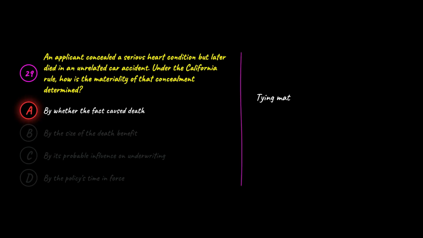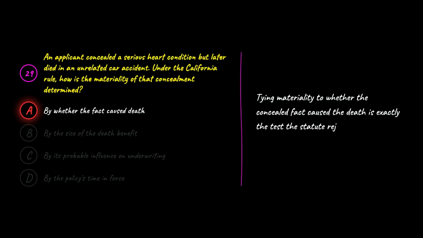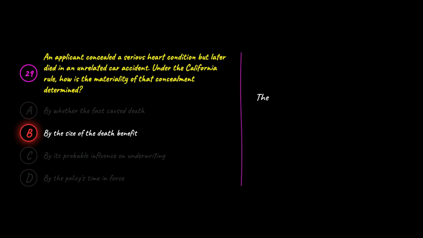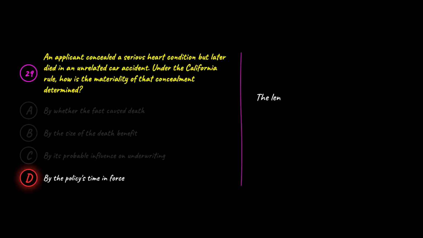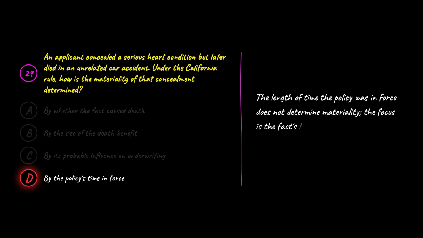A is wrong because tying materiality to whether the concealed fact caused the death is exactly the test the statute rejects. Materiality is judged not by the event. B is wrong because the size of the death benefit does not measure materiality, which turns on whether the fact would have influenced the insurer's evaluation of the risk. D is wrong because the length of time the policy was enforced does not determine materiality. The focus is the fact's likely effect on the original underwriting decision.